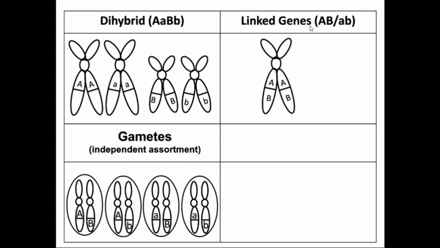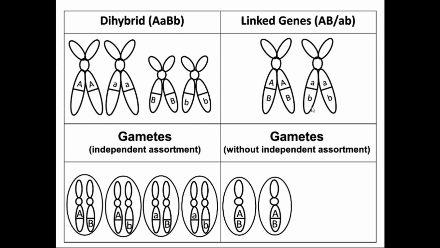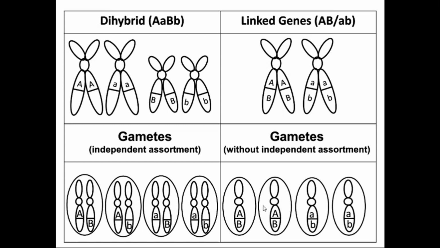Different cases apply for the linked genes, because they are linked together. When they are linked together, they will not obey Mendel's law. They will not undergo independent assortment. So, you can see from here that the gametes they produce, instead of 4 different types, are only 2 types of gamete.